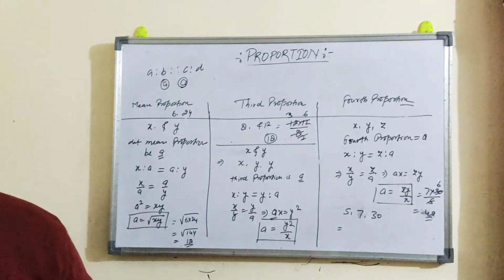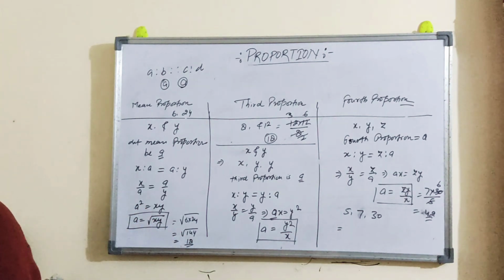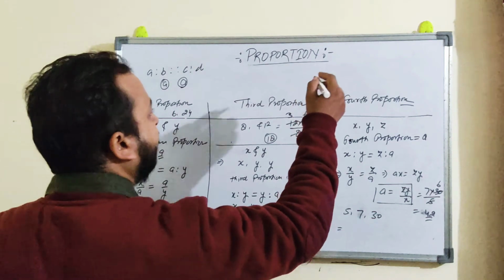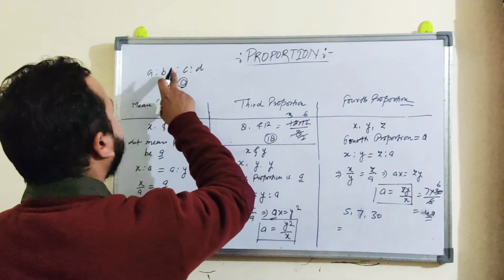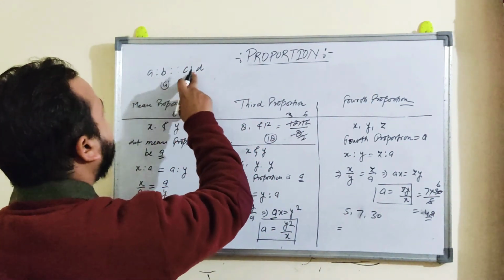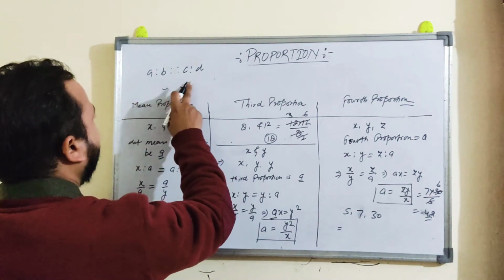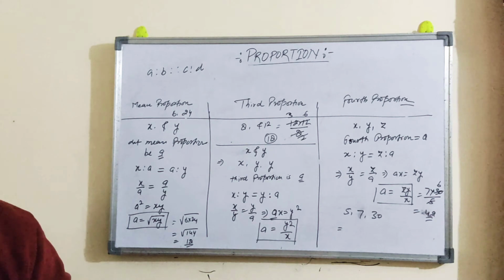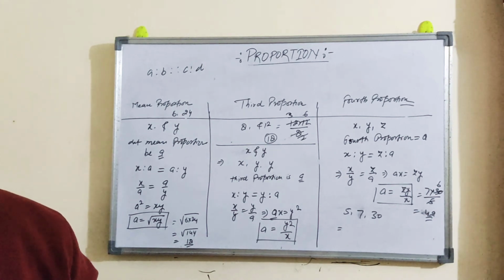One more thing is left, that suppose it is written like this, A is to B is to C is to D, it means they are in continued proportion, right? A, B, C, D, they are in continued proportion.